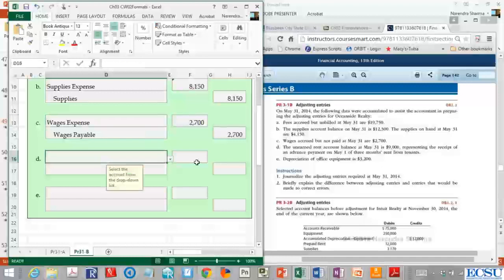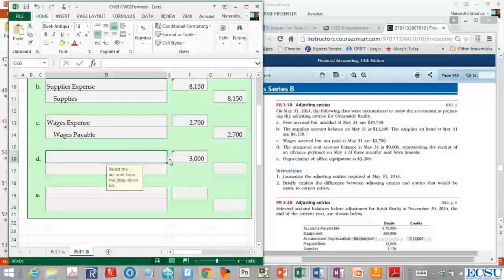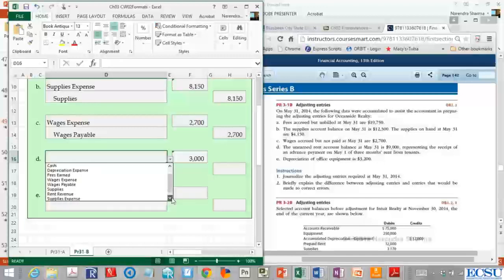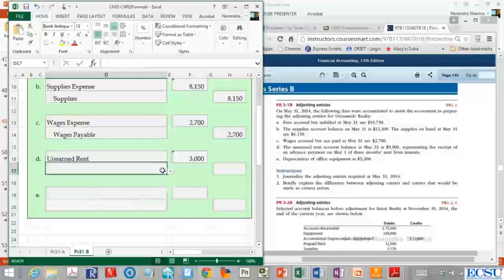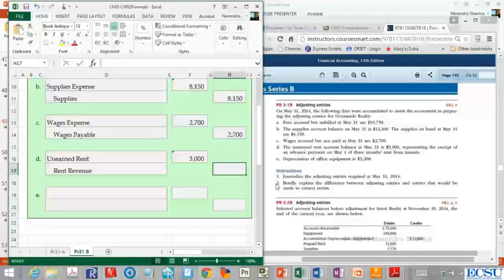And let's see number D. It says the unearned rent account balance at May 31st is 9,000, representing the receipt of an advance on May 1st of 3 months. So this will be again 9,000 divided by 3 months. Rent has been earned, so that is why we'll be debiting the unearned rent, because we want to transfer that unearned rent to the rent revenue account. So this goes to the rent revenue account, and the amount is 3,000. So that's how you will handle that.